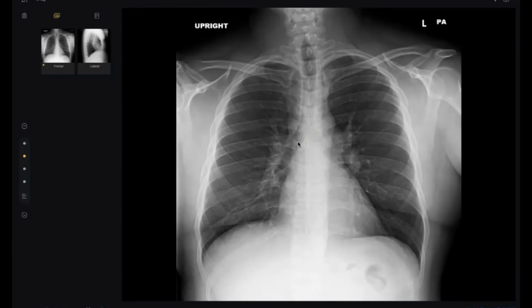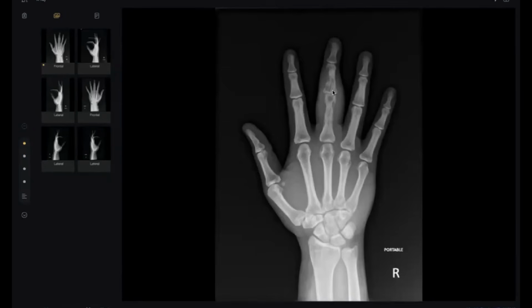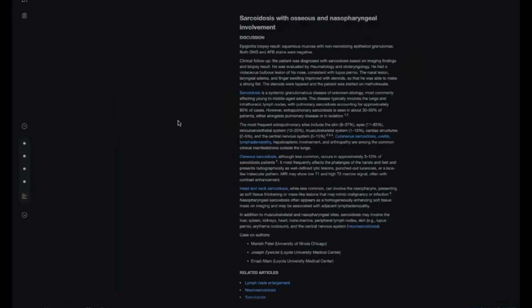But generally, sarcoidosis is diagnosed by bilateral symmetrical hilar lymphadenopathy, enlarged. There may be something here, by the way, but I'm not sure. And here, this very characteristic lace-like infiltration of the bone, erosion, and soft tissue. What happened, my colleague? This is sarcoidosis with osseous and nasopharyngeal involvement.